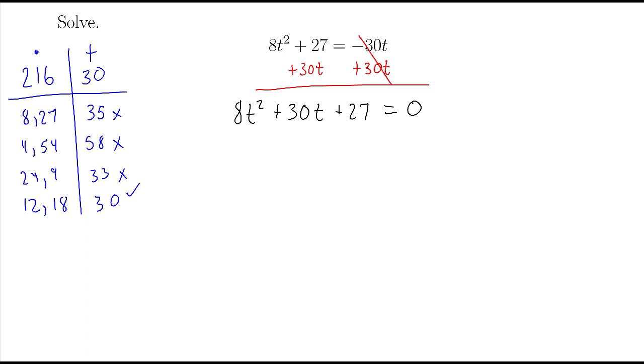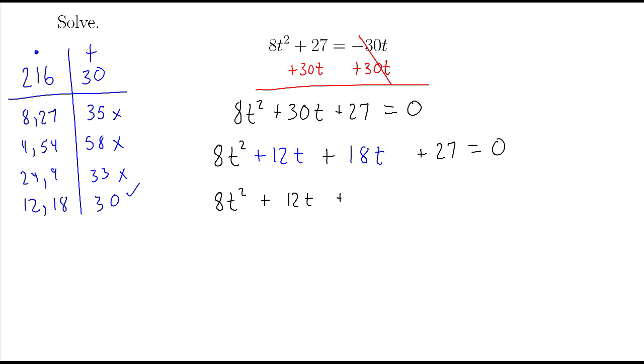So we're going to split 30t into 12t plus 18t. And we're going to bring everything else down. So we have 8t squared. Let me go ahead and leave some space here. Plus 27 equals 0. We have plus 12t. We have plus 18t. Okay, so there's our four terms. 8t squared plus 12t plus 18t plus 27 equals 0. Okay, I rewrote it just so that way I can have it a little bit neater.